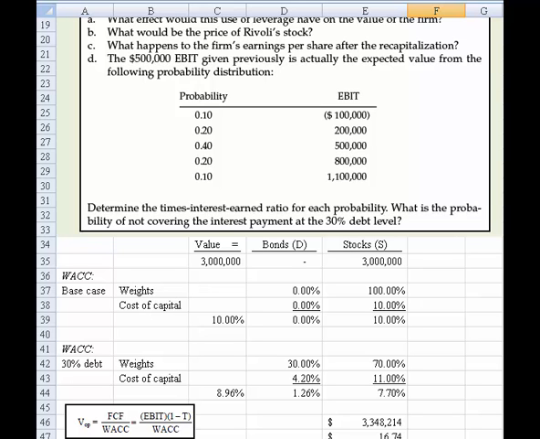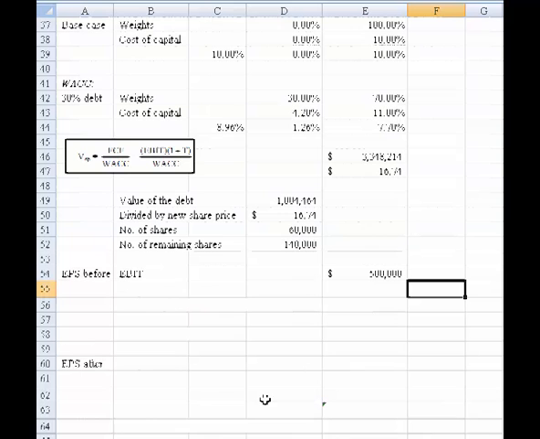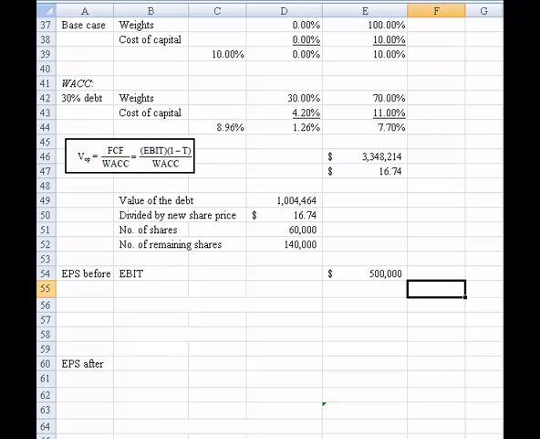Okay, next let's take a look at Part C, which asks, to the left of my mouse here, what happens to the firm's earnings per share after the recapitalization? Okay, well, in the interest of saving some time, I've gone ahead and worked this ahead of time. So first we'll calculate the earnings per share before.